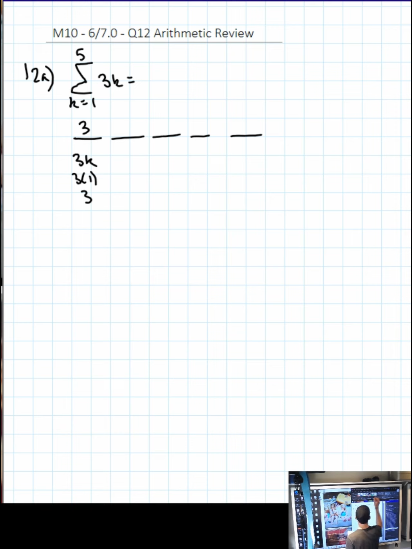So this was when k equals 1, then k equals 1 more than that, 2, all the way until k equals the top number. If we put 2 in for k, we get 6. If we put 3 in for k, we get 9. Then if we put 4 in for k, we get 12. If we put 5 in for k, we get 15. Notice after we got the first 2 terms, 3 and 6, we knew it was going up by 3, so we could have just added 3 each time.